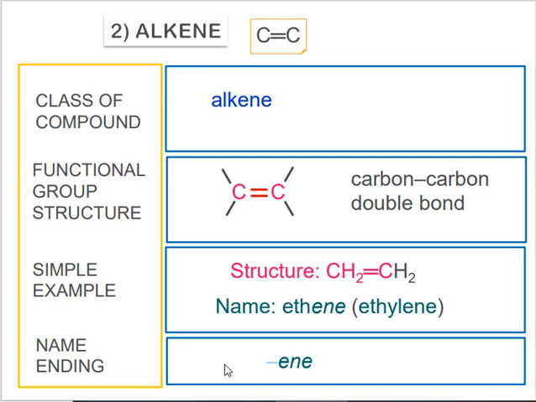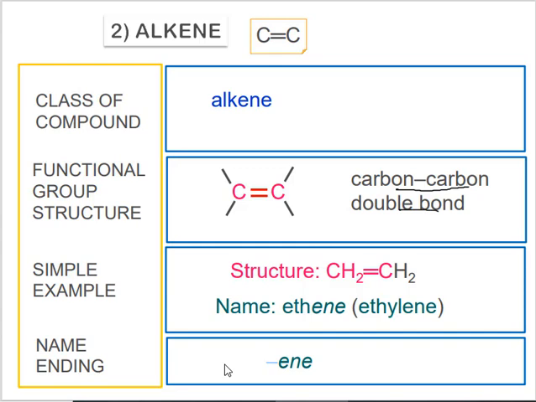Okay, so next we look at alkene. Okay, so for alkene, the functional group is the carbon-carbon double bond. So how do we identify alkene? It is when we see a carbon-carbon double bond.